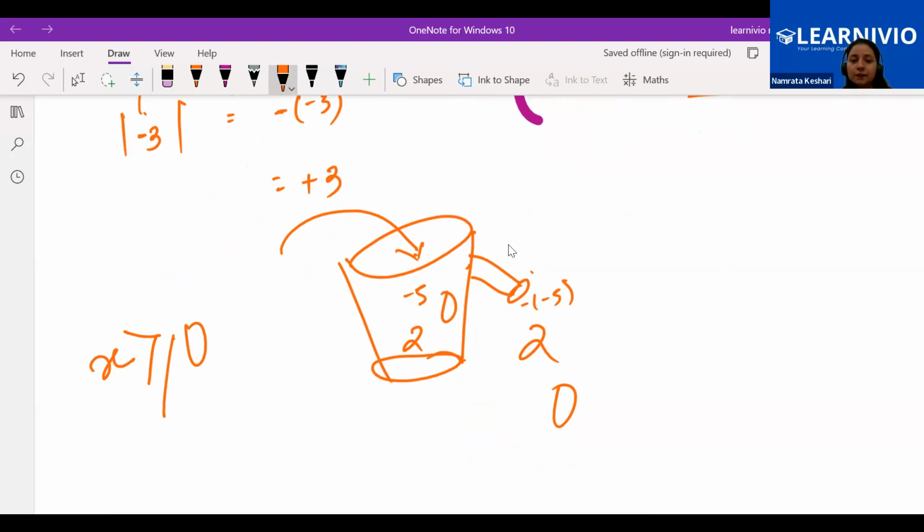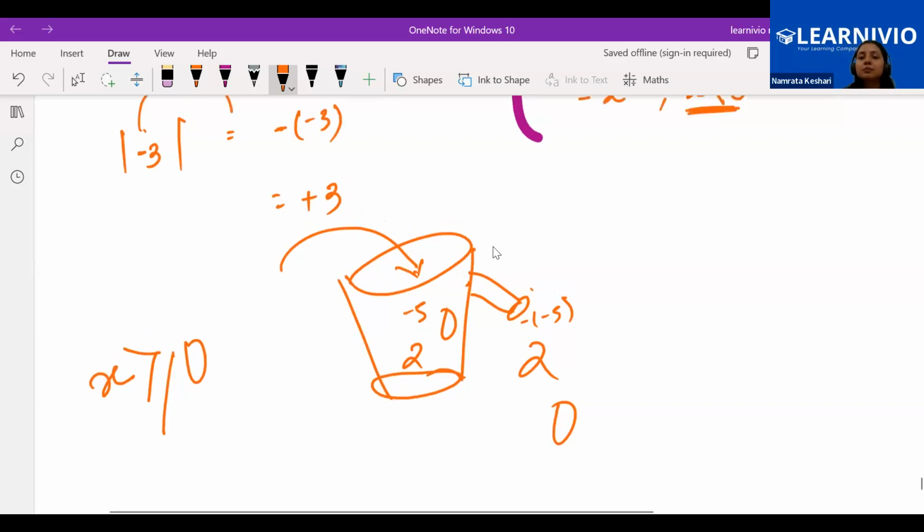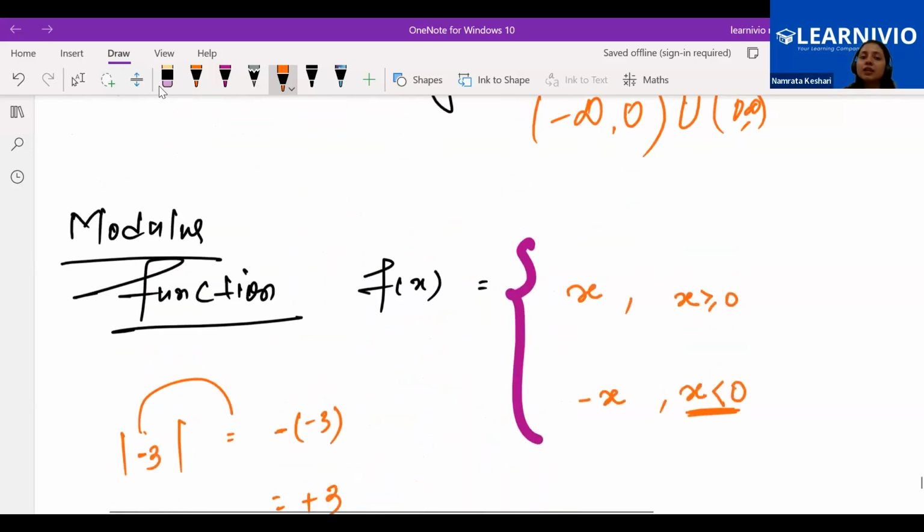If you drop any positive number, it will give you the result as it is. If you drop a negative number over here, it will just give one more minus sign and will give you the output. And that's why, as we have learned in the lower classes, whenever we have the modulus function, the result will always be positive. Because you are dropping a negative number and it is giving one more minus sign, and hence the result is becoming positive.